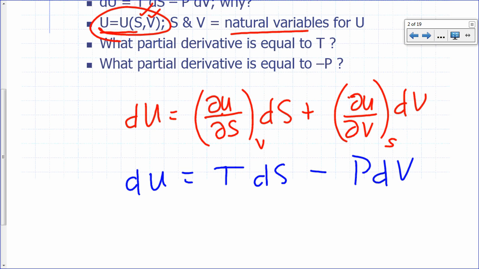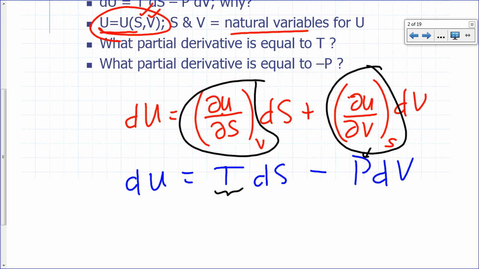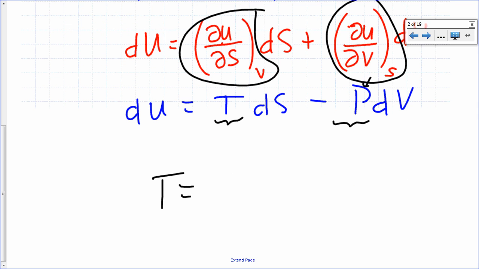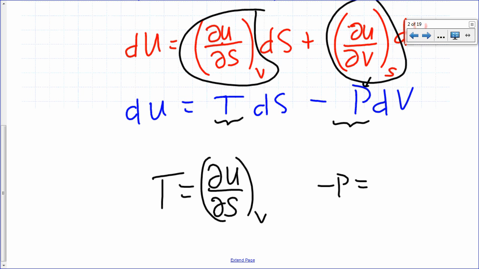So now we can add to our list of partial derivatives that we can easily measure. What is partial of U with respect to S at constant V? It's just temperature. And what is partial of U with respect to V at constant S? Negative of the pressure. So temperature is partial of U with respect to S at constant V, and negative of the pressure is partial of U with respect to V at constant S.